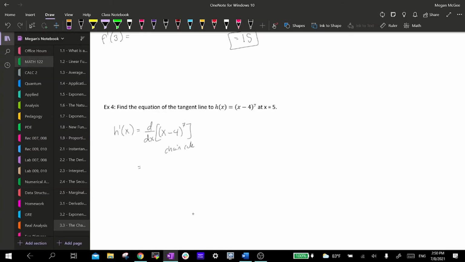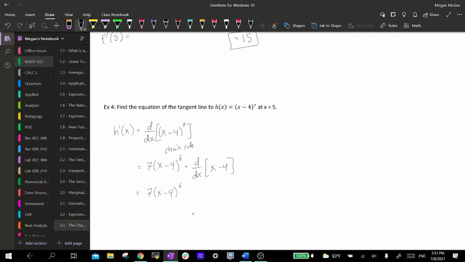So we need to bring the 7 down, and we need to subtract 1 from our exponent. So 7 minus 1 is 6. Then we need to evaluate that at our regular inside, x minus 4. And then we need to multiply that by the derivative of the inside, which is x minus 4. Alright, so then we have 7 times x minus 4 to the 6th.